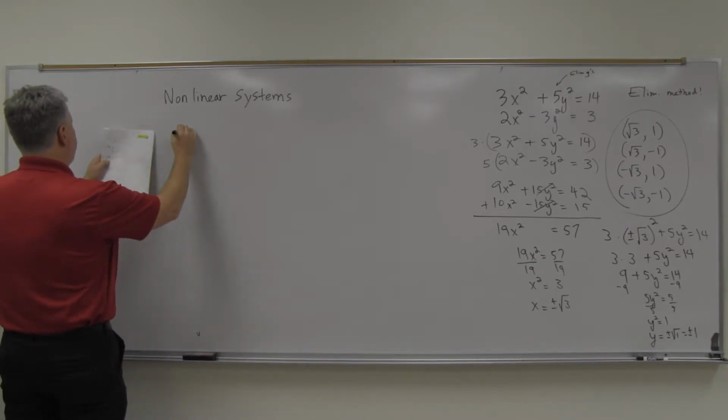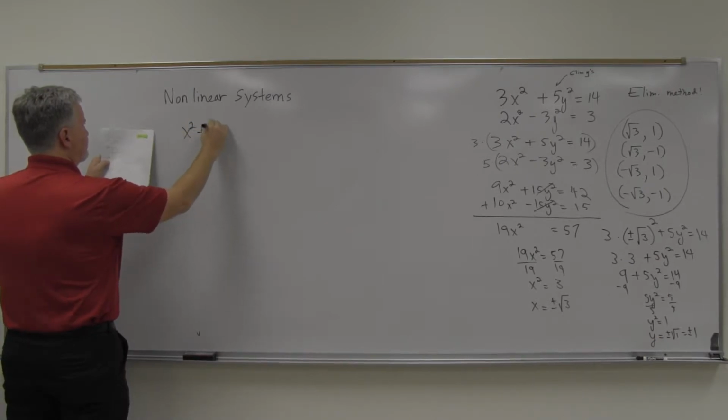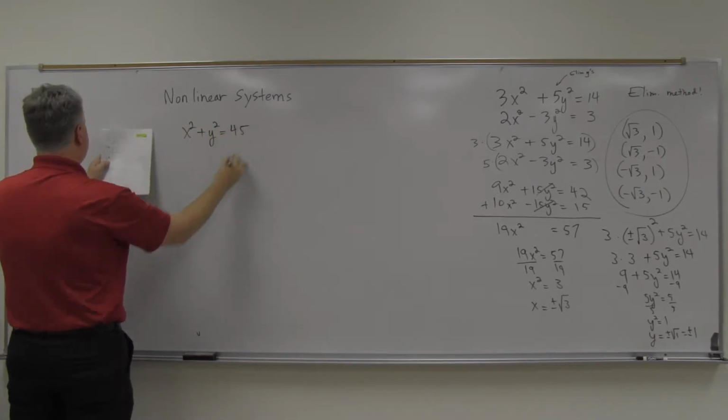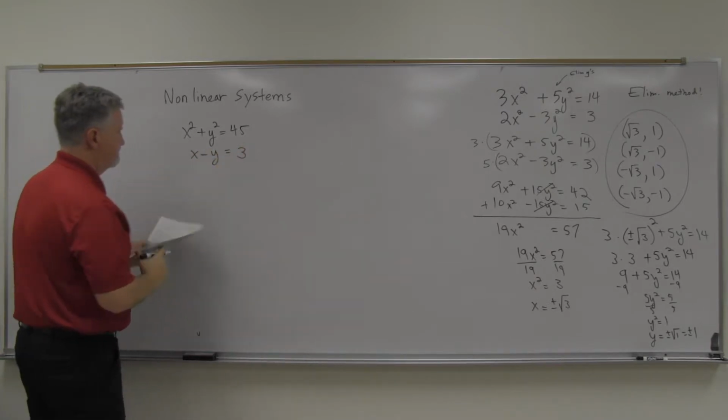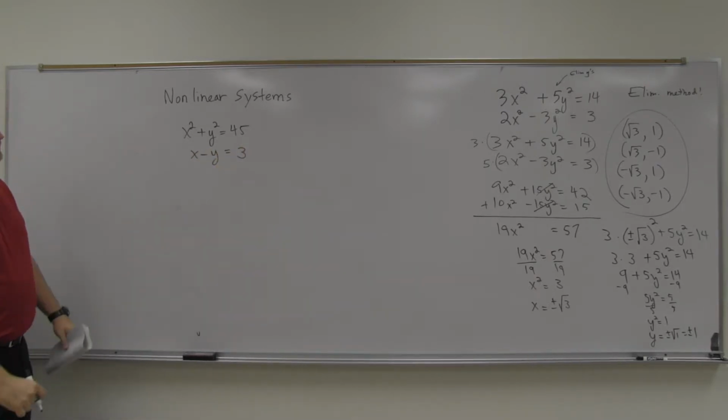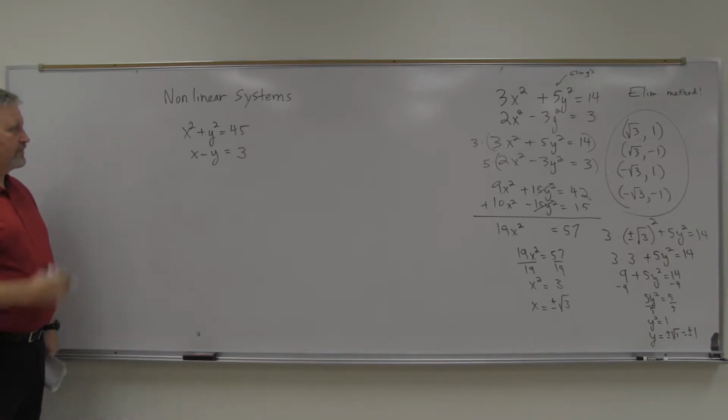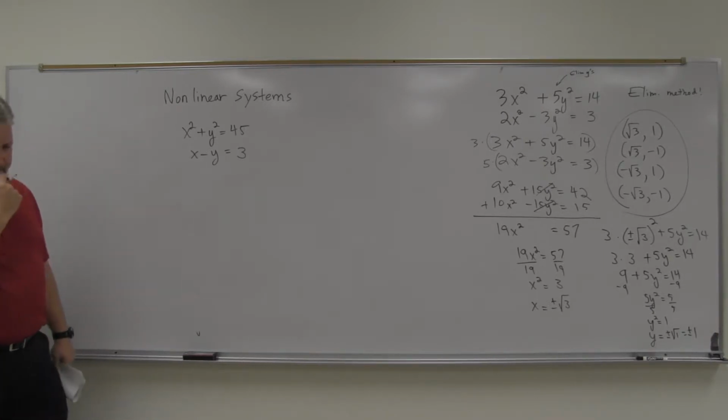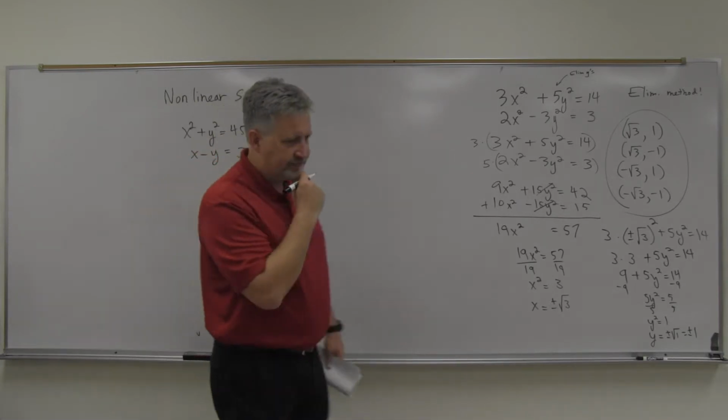This one: x squared plus y squared equals 45, and then x minus y equals 3. A couple of points on this. X squared plus y squared equals 45. X minus y equals 3.